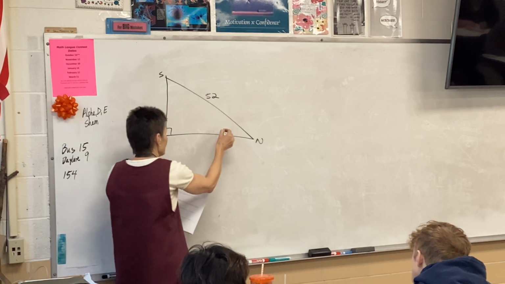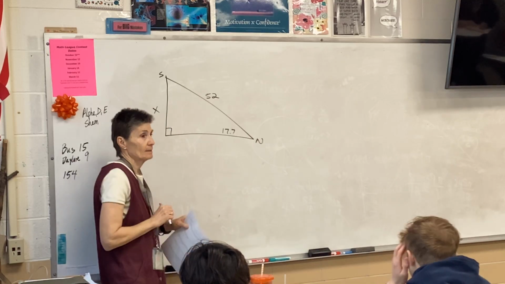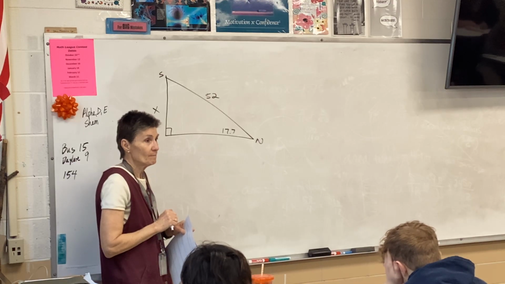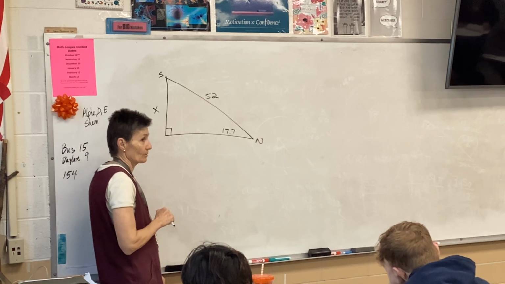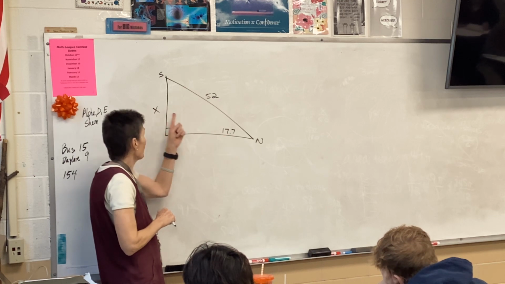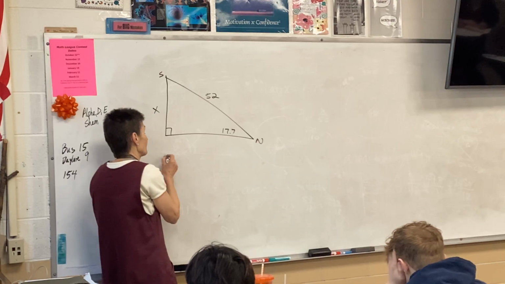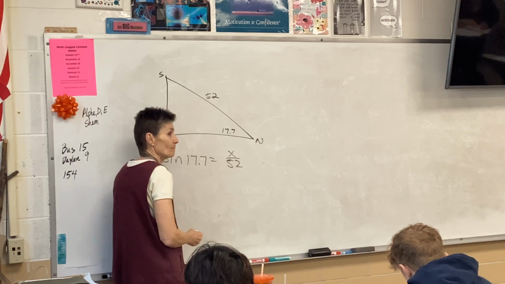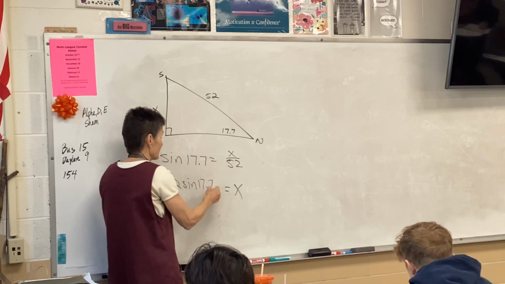The angle is 17.7 degrees, and we want the height of the tree. Picture look okay? Now you look at the sides that are marked. The sides that are marked are opposite, there's your angle, so opposite and hypotenuse, which means you will use sine. So sine 17.7 equals x over 52. X equals 52 sine 17.7.